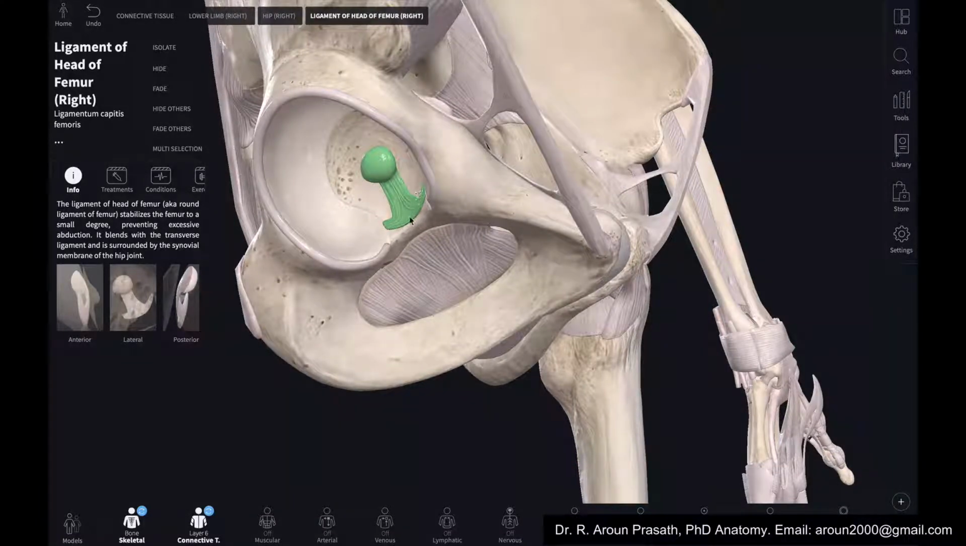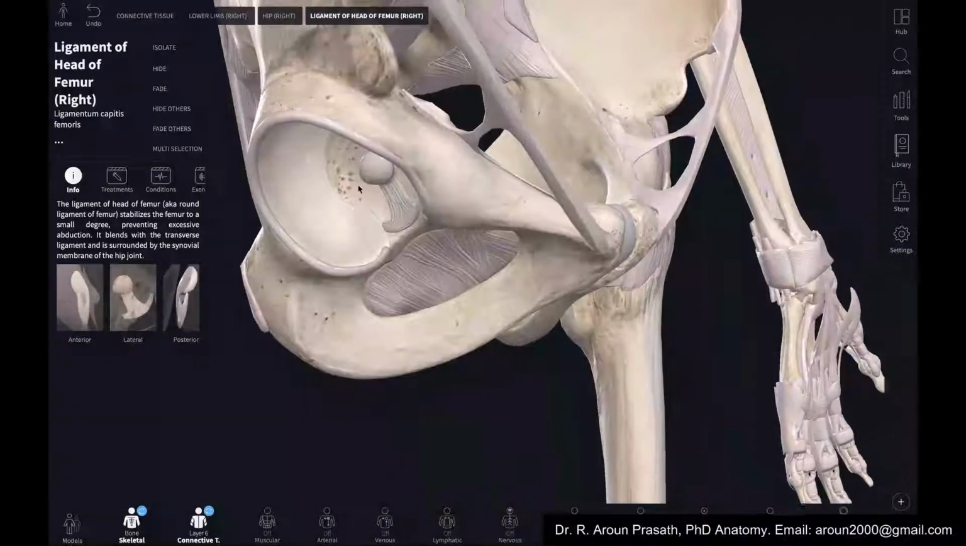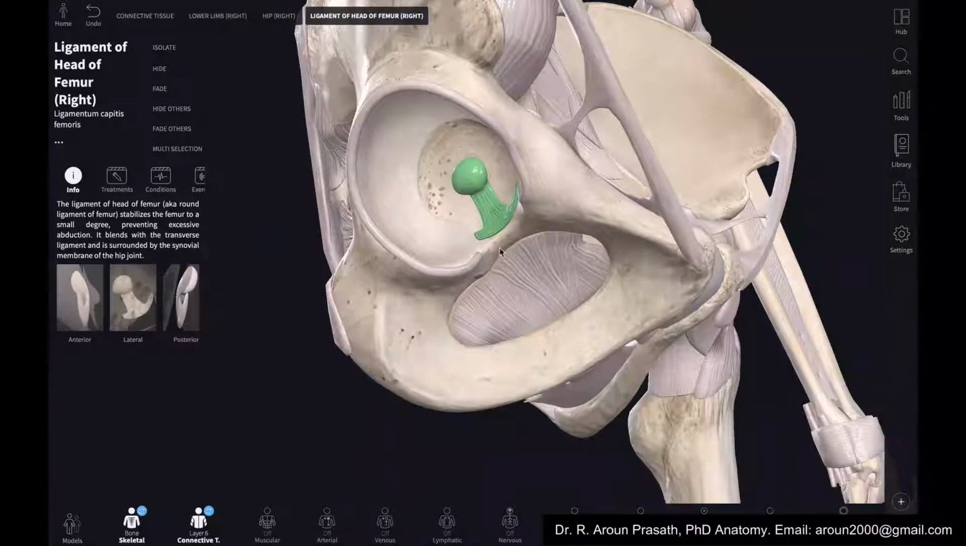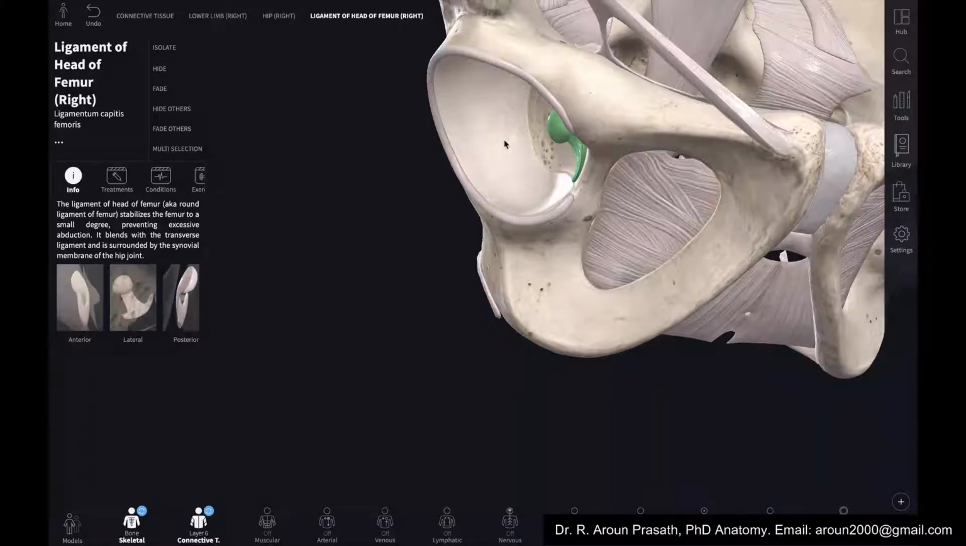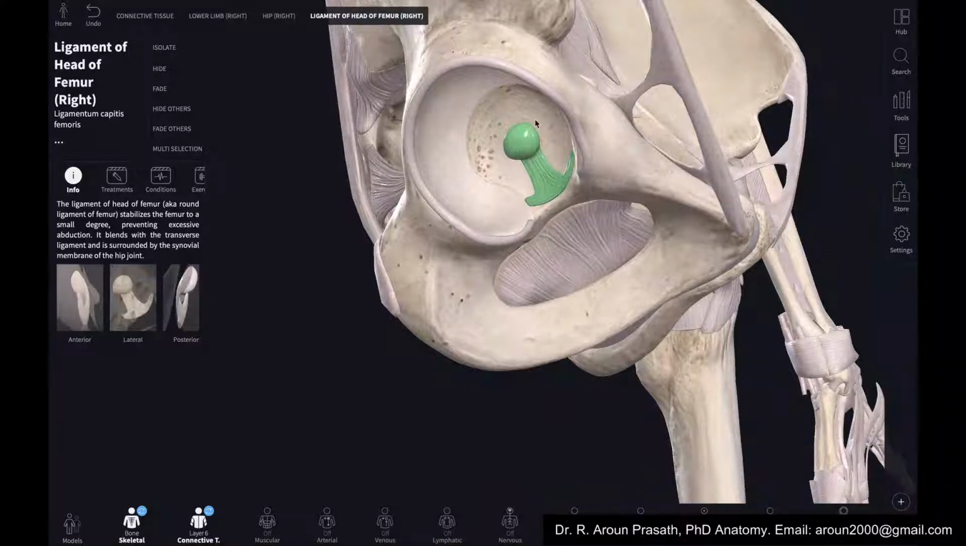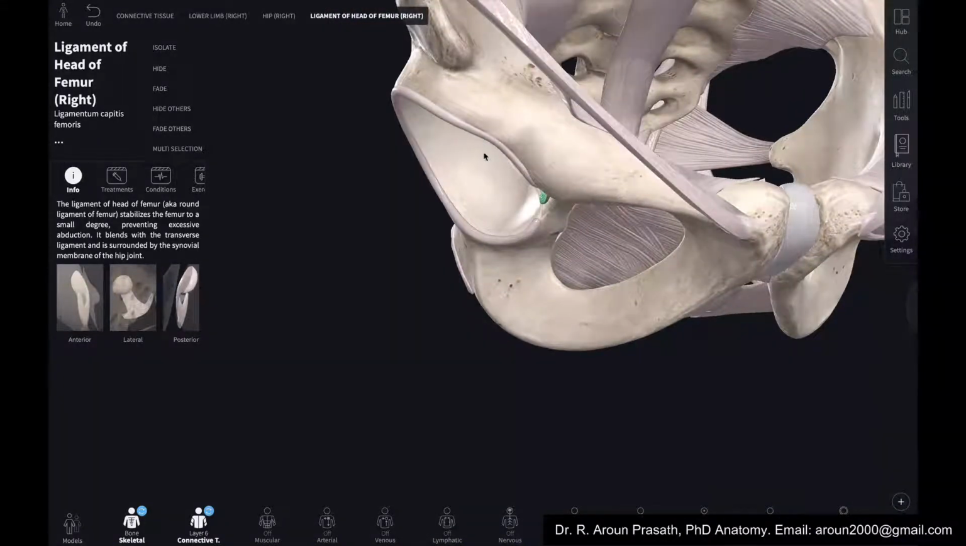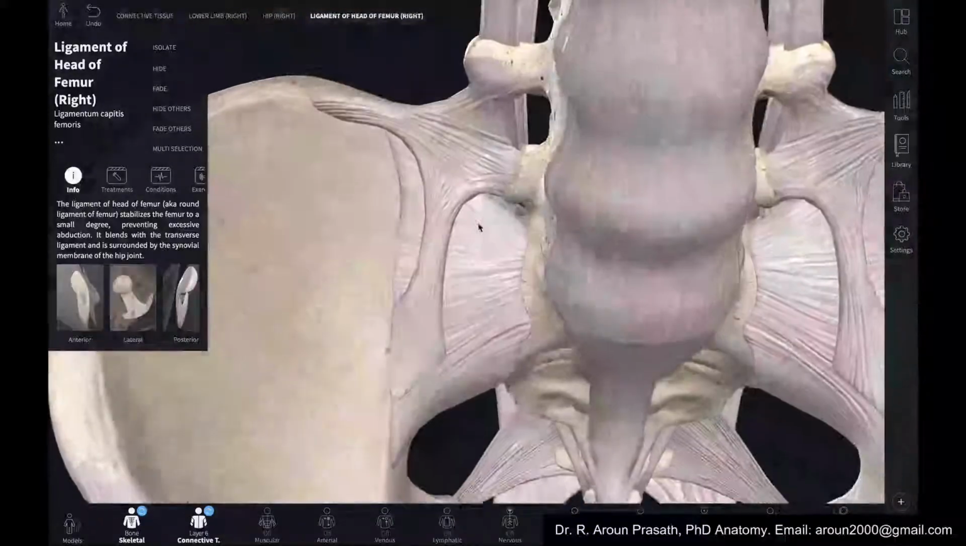Some theorists say that there is a blood vessel passing through this ligament and supplying the anterior aspect of the head of the femur, which, in fact, when there is calcification of the ligament, leads to necrosis of the tip of the head of the femur. These are the ligaments you have to know around the hip joint: iliofemoral, pubofemoral, ischiofemoral, ligamentum capitis, and also the articulating joint capsule.